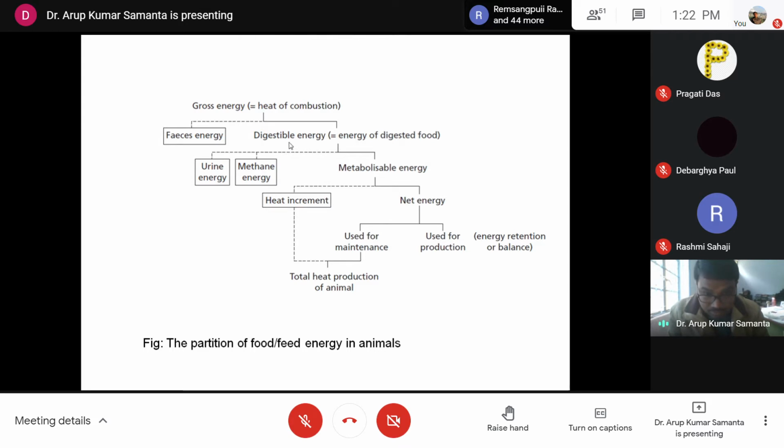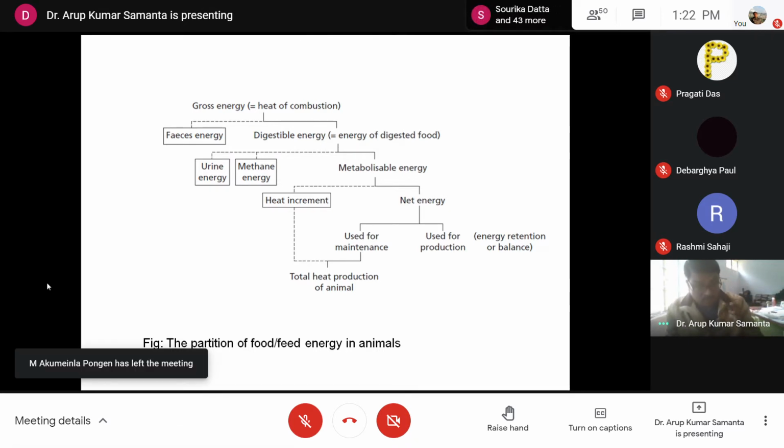The abbreviated form of digestible energy is DE, and the abbreviated form of gross energy is GE, that is the total energy content. If you deduct the fecal energy from the gross energy, you will get digestible energy. That means 100 kilocalorie you have consumed, 20 kilocalorie is excreted in the feces, so the digestible energy is 80 kilocalorie. All the energy present in the food or feed is not going to be digested. Some quantity of energy is lost to the fecal material. So the first partitioning is the digestible energy.